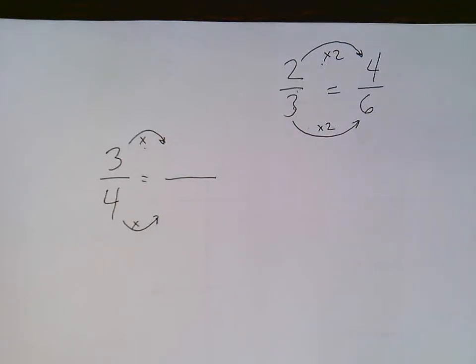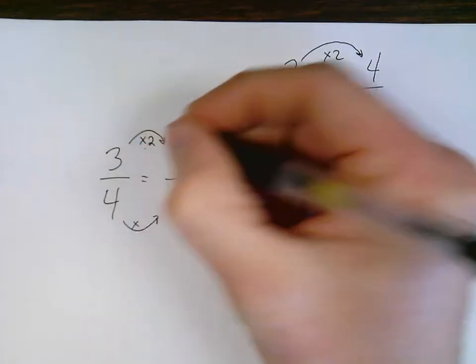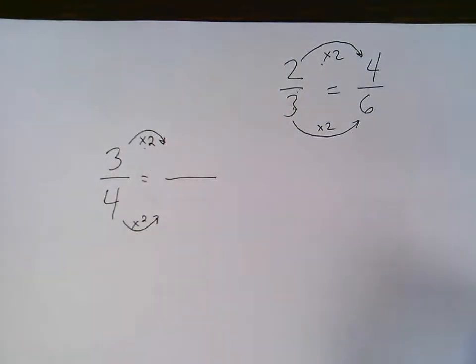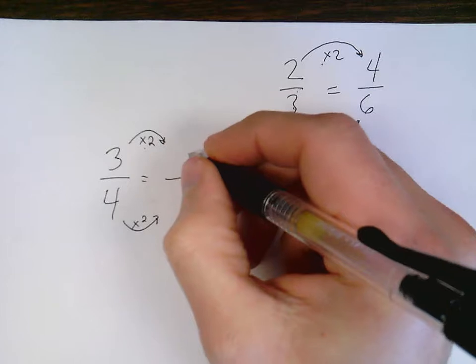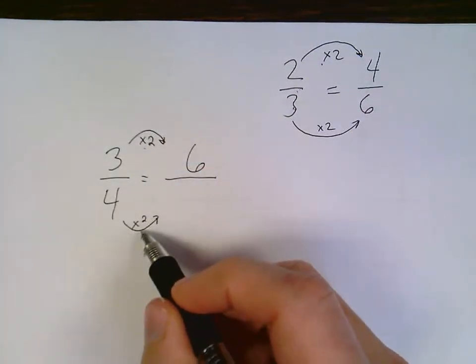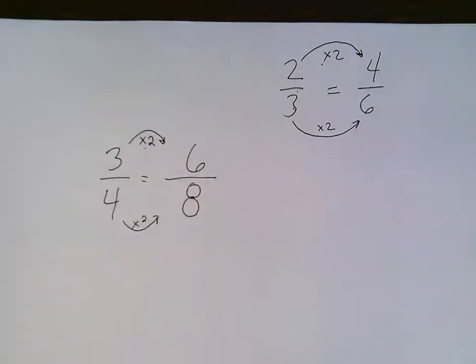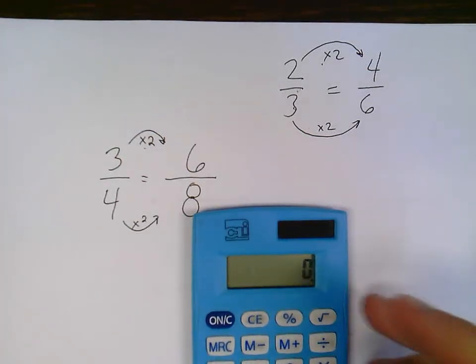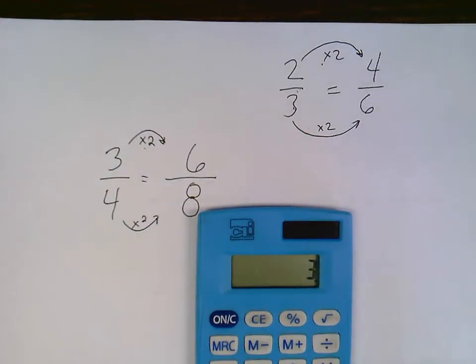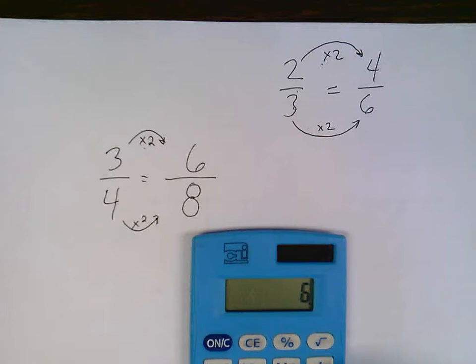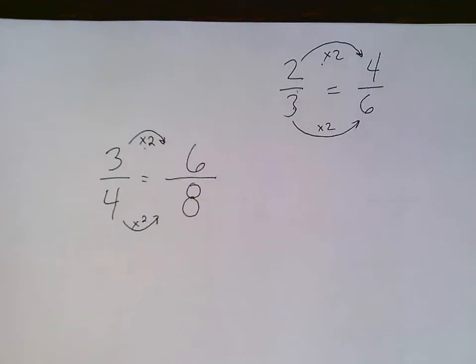So since any number with the exception of 0 will work, why not use the easiest numbers I can, like 2. So times 2. I'm going to multiply my numerator times 2, and that will be 6. I'm going to multiply my denominator times 2, and that will be 8. So 3/4 equals 6/8. Now I'll put those in my calculator just to show you that they're equal. 3 divided by 4 equals 0.75, and 6 divided by 8 equals 0.75. That shows that those two fractions are equivalent.